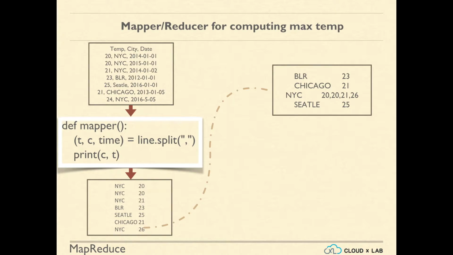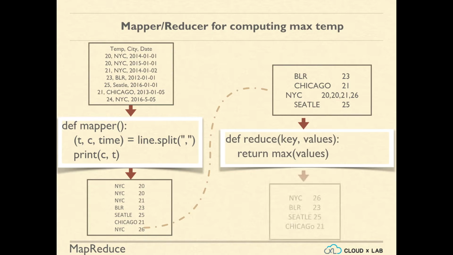In our example, we got 4 groups for each of the cities BLR, Chicago, NYC, and Seattle. Now, in the reduce function, we would give out the maximum of the values for each key. This reduce function will be called for each of the groups and hence we would get the maximum value of temperature for each of the city.